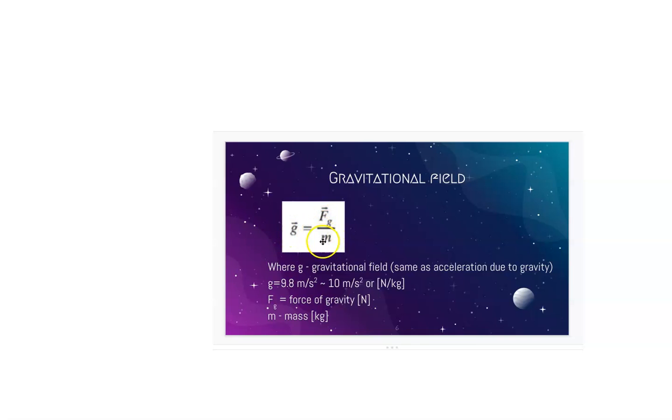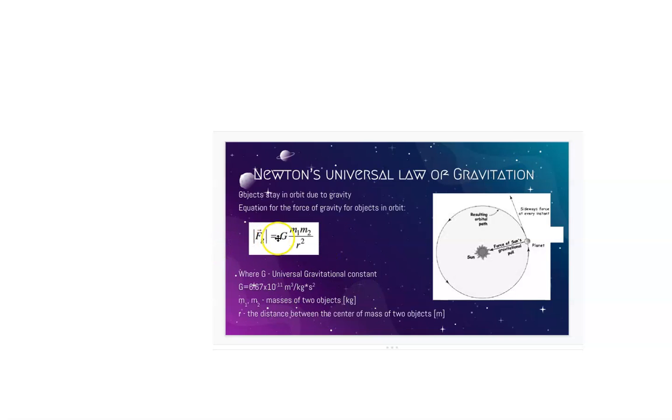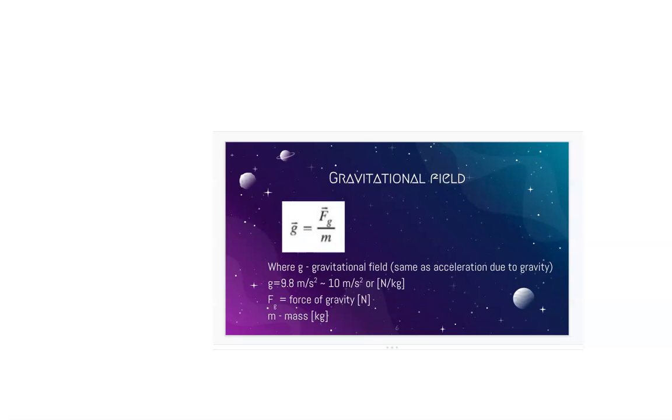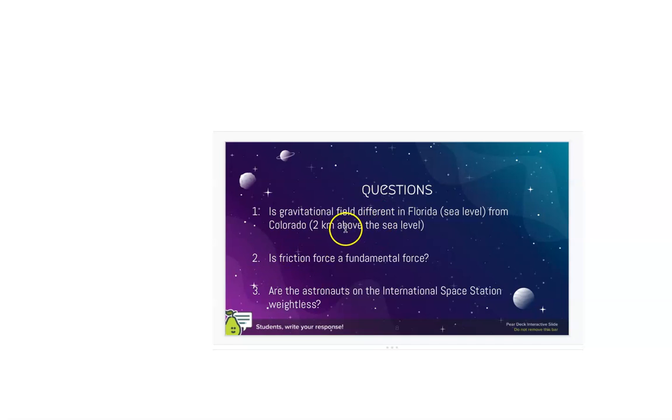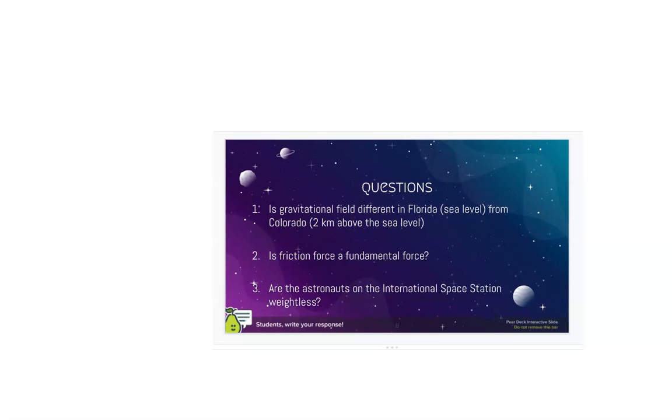So if you plug it into the formula here, you can get g for Earth is the universal gravitational constant times the mass of the Earth divided by the radius squared, where R is the radius of the Earth. And factors of one method, that's what you watched in the video, and we answered these 4 questions. And please watch the video if you don't know what the factors of one method is. So this is how we reviewed the video using the paired deck.